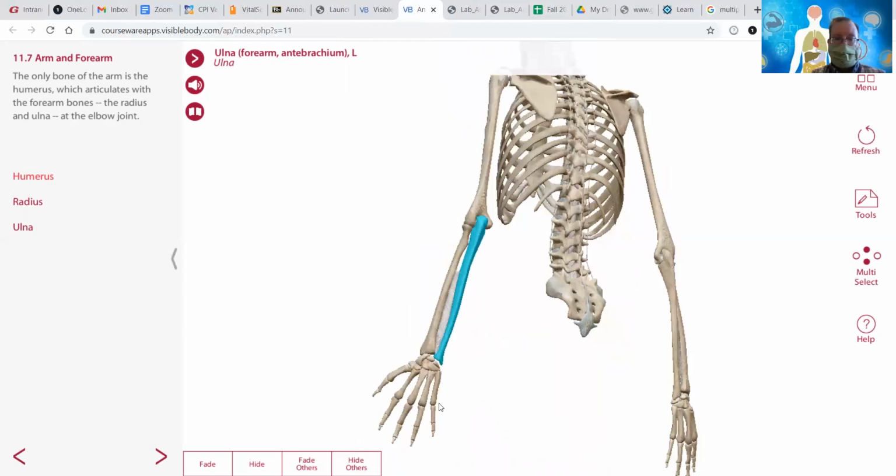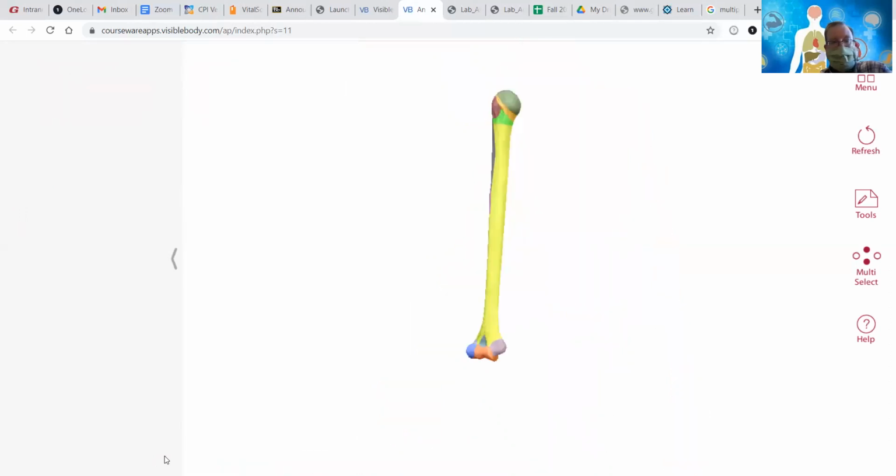Again, you can see it's going to be on the pinky side. So the ulna is on the pinky side and is medial. The radius has a little head with a cap on it. Again, this is going to be a divot or depression that's going to allow for that pivot or rotating motion that we can perform with the forearm.